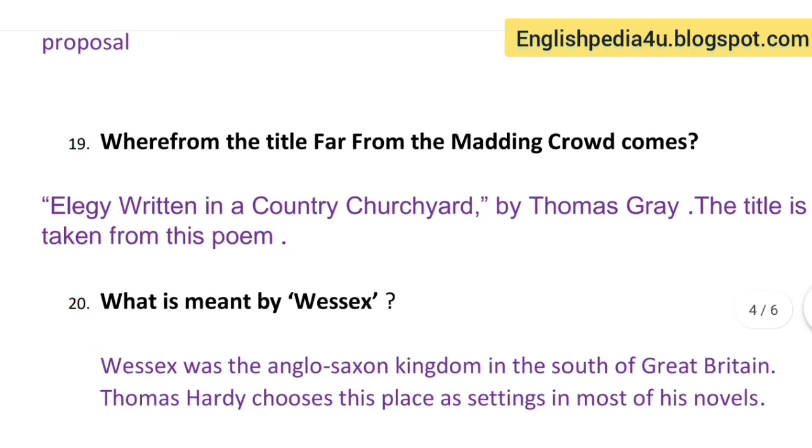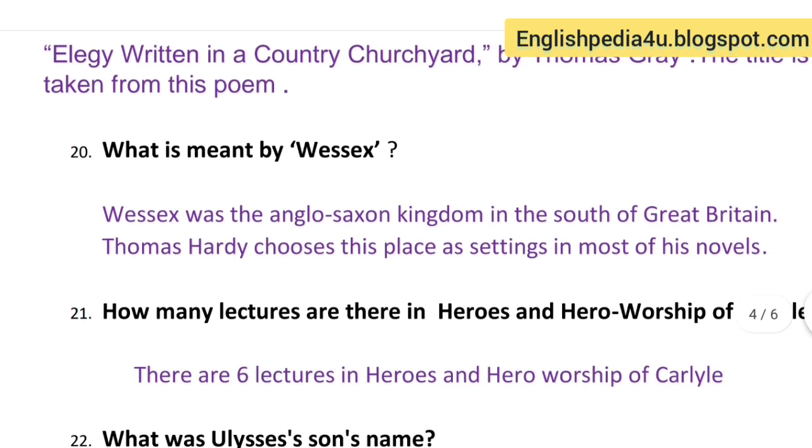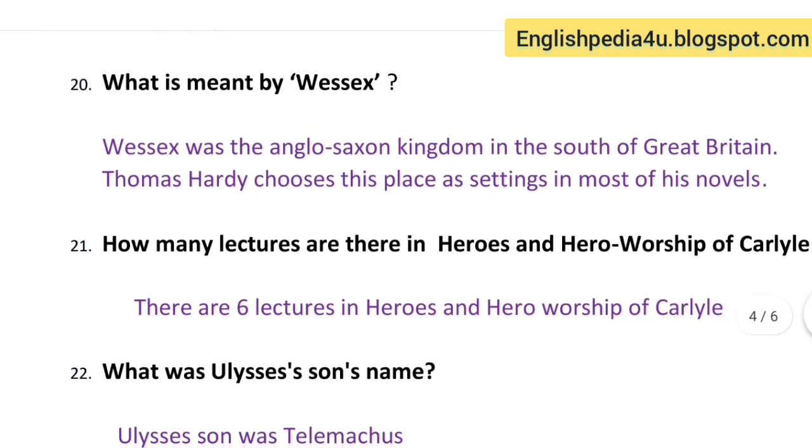Question number 19. Where does the title Far From the Madding Crowd come from? Elegy Written in a Country Churchyard by Thomas Gray. The title is taken from this poem. What is meant by Wessex? Wessex was the Anglo-Saxon kingdom in the south of Great Britain. Thomas Hardy chooses this place as the setting in most of his novels.